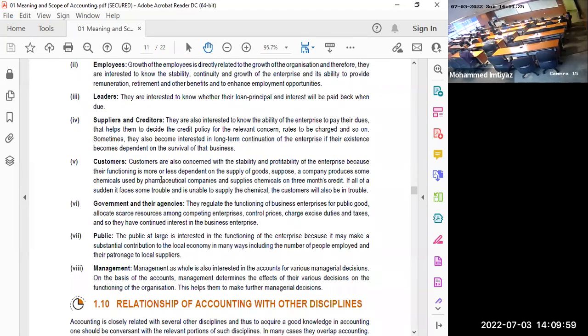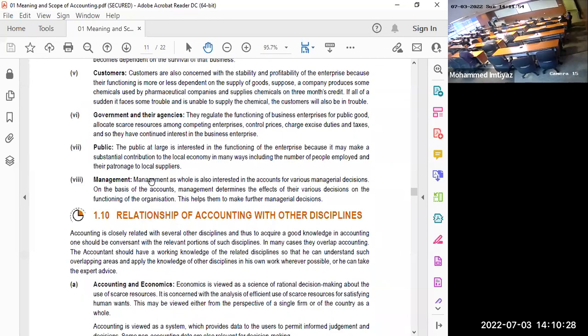In the exam, if it is asked, you should not write only the names, meaning supplier and creditor, customer, government. You write the explanation as well: in what form the public is in need of your accounting information. Suppose I'm a member of the public, not an investor in your company. I may take some decision in the future to invest in your company. For that, I need some information about your company. That is why I am using your information. Like that, you have to give some explanation, right?